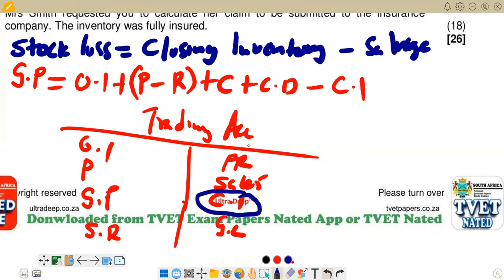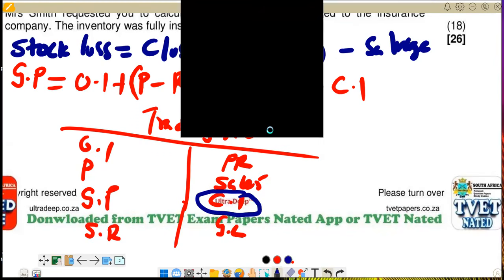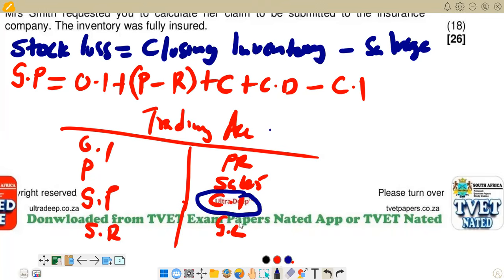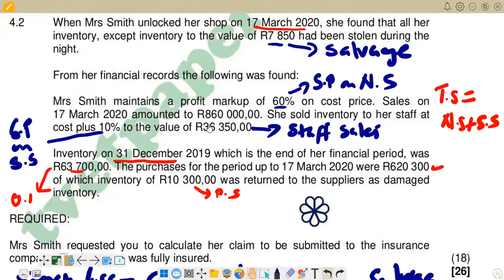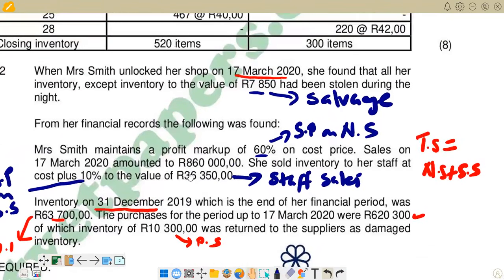So obviously, we go now to our question. Let's try to see what we have there. So if we go to our question now, you will see that the figure that we are going to start with in the trading account is the opening inventory. So our opening inventory is here, which is 63,700. So we can go to our trading account.